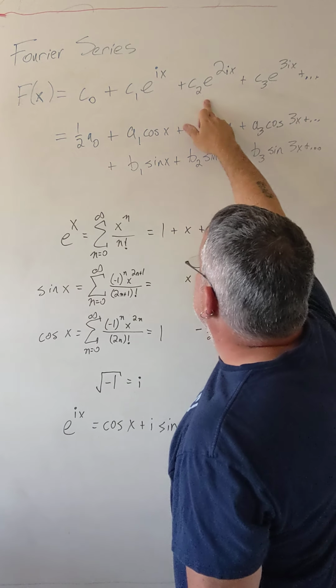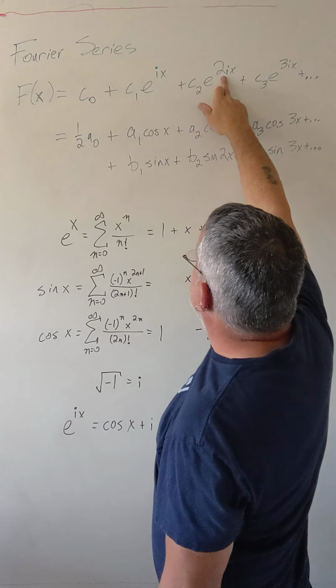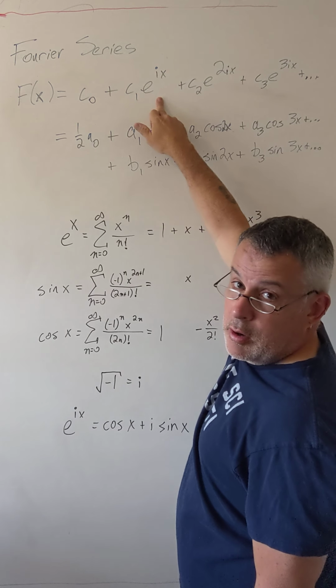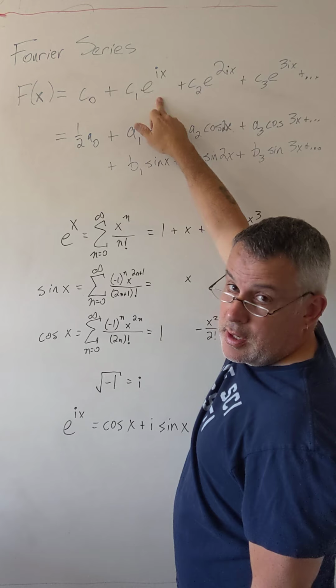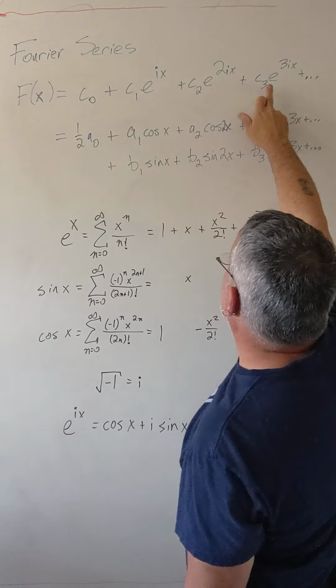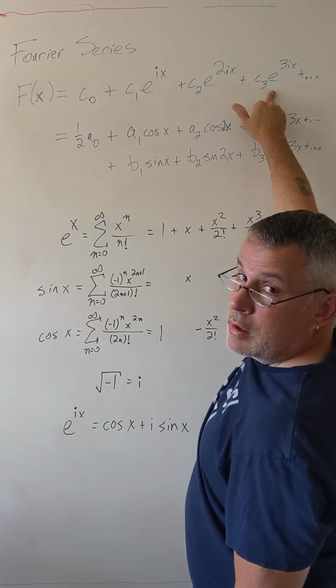Plus, here's the next term, so we're going to go to e to the 2ix. So e to the ix is the thing that's playing our role of the thing that we're raising to higher and higher powers. Now we're raising it to the second power. Here's the first power, here's the 0th power, here's the third power.